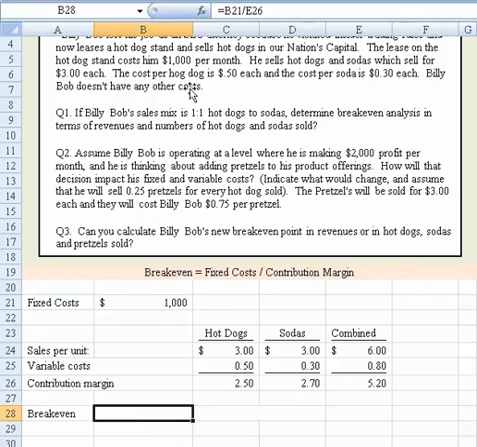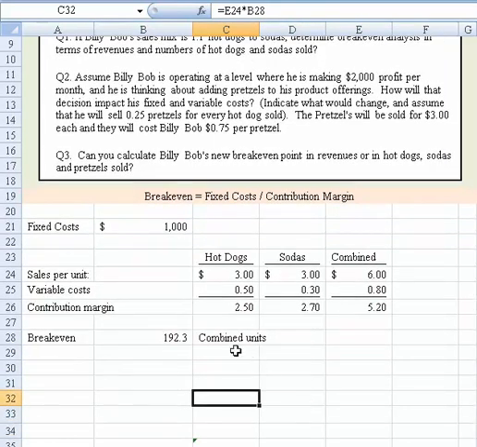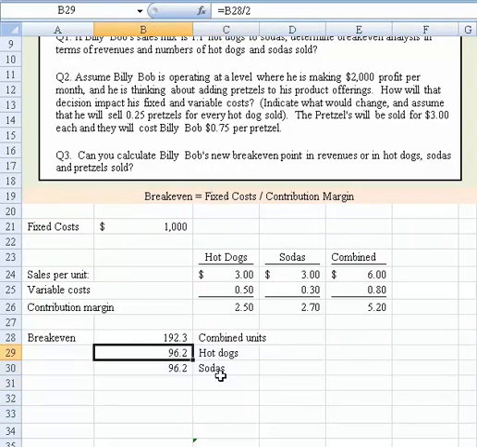So what we need to do is drop in this formula, which is take the fixed cost divided by the combined contribution margin, and we come up with 192.3. Well, what is that? That's combined units. Once we know that, we can break that into the various units. Since it's sold as a ratio of 1:1, half of those combined units must be hot dogs and half must be sodas. And we're off just because of rounding.